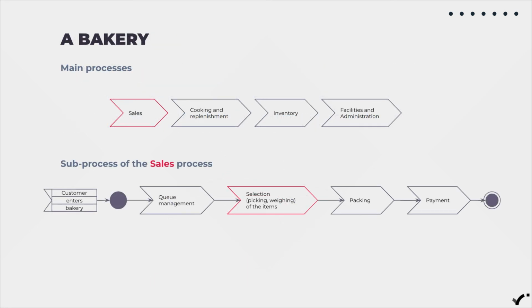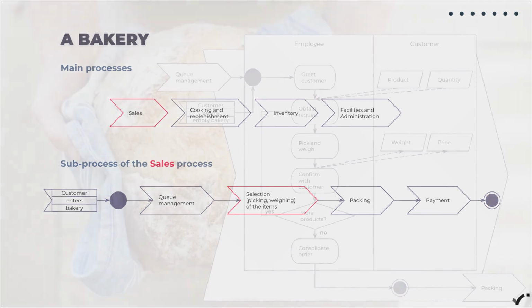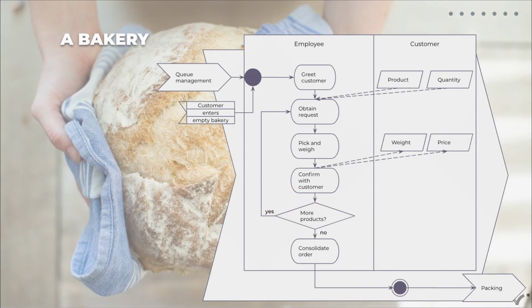Going back to our example of the bakery, you have your main processes: sales, cooking, replenishment, inventory. The sub-processes of sales are queue management, selection, packing, and payment. If you go into selection, your selection process will look something like this. So you'll see you will have the big background, not the bread, but the actual shape of the process is the container of the process. You'll see the two big rectangles. One is the employee and one is the customer.